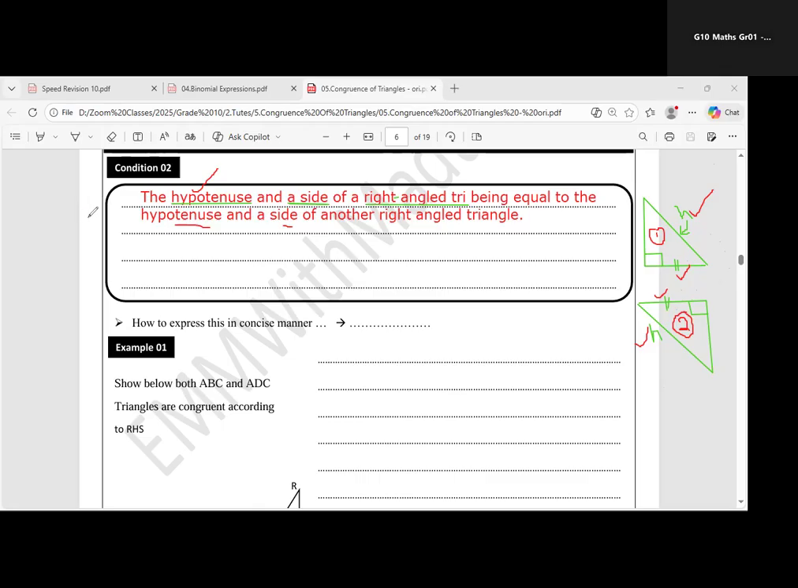So this condition 2 is satisfied. Both of these triangles are right angle triangles. That is perfect. And on these two right angle triangles, the hypotenuse length is equal, and the side is also equal in length. So this condition is satisfied.